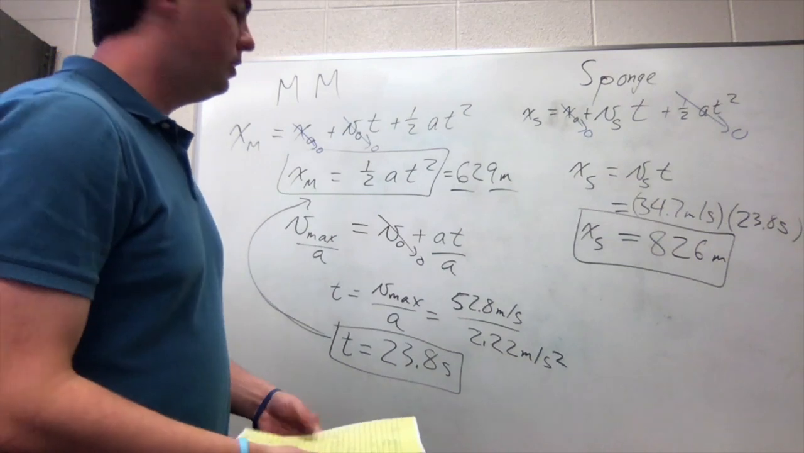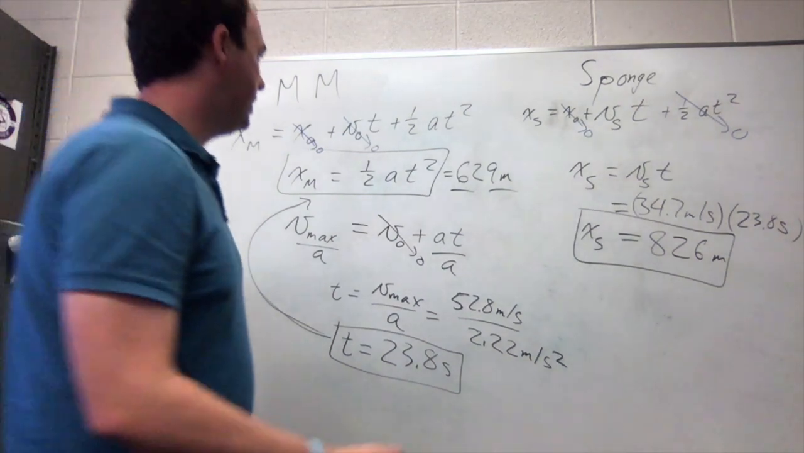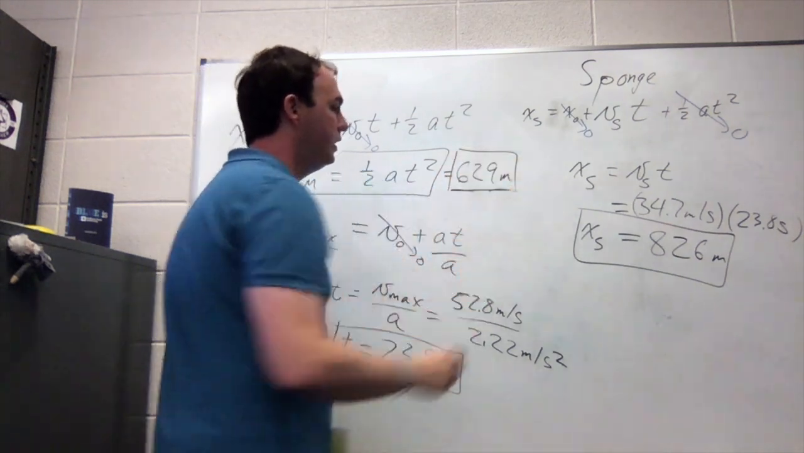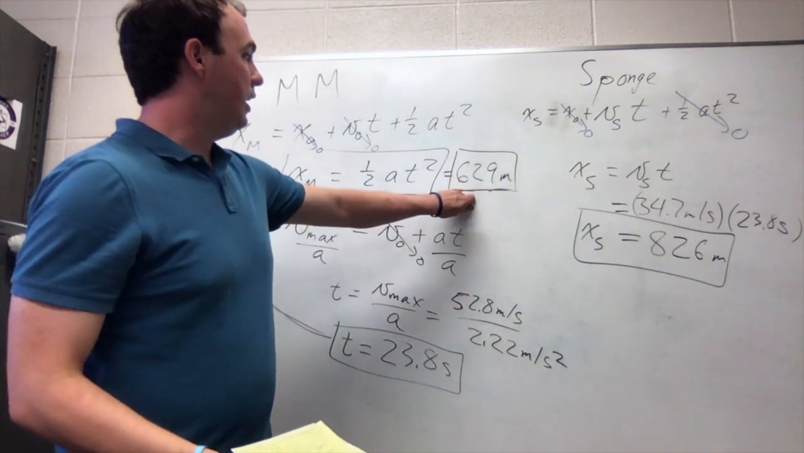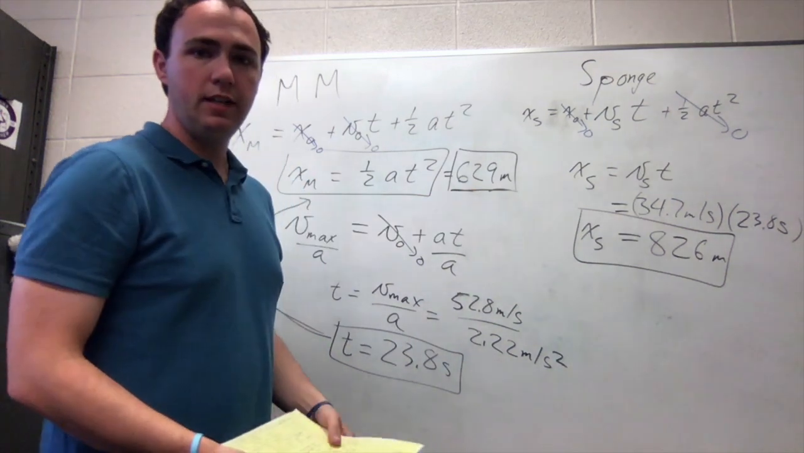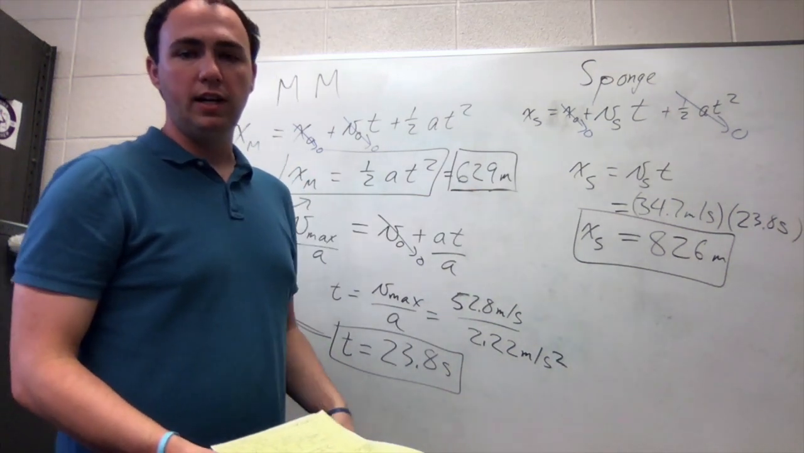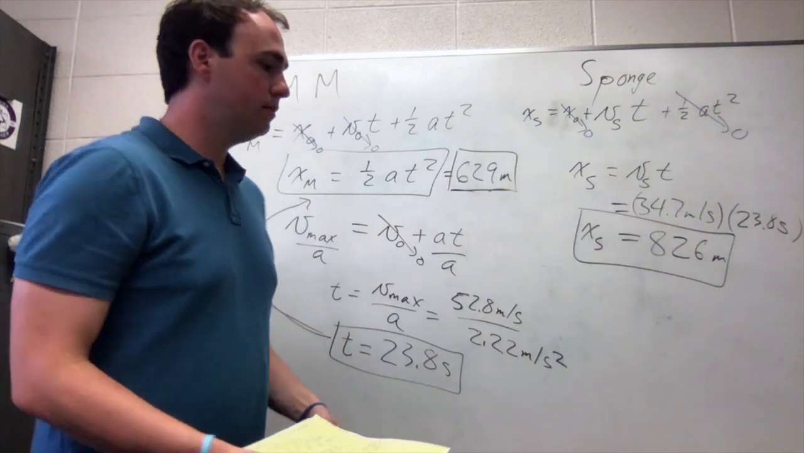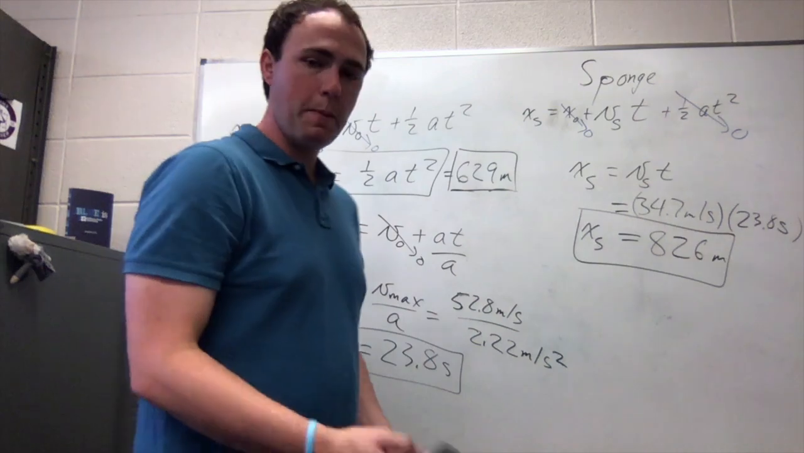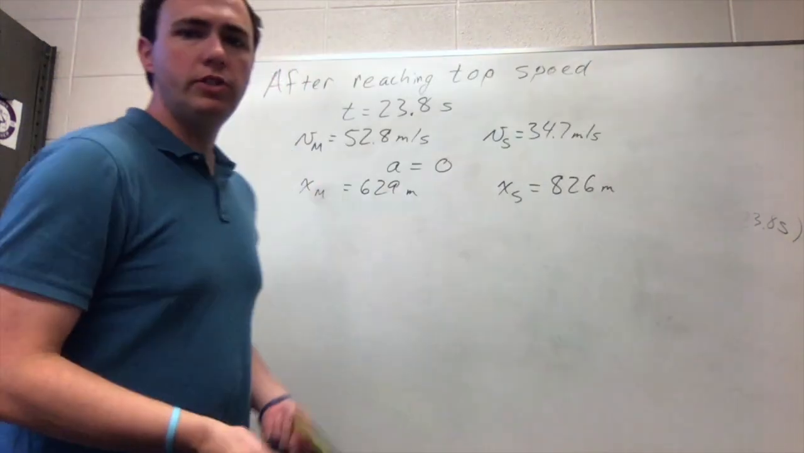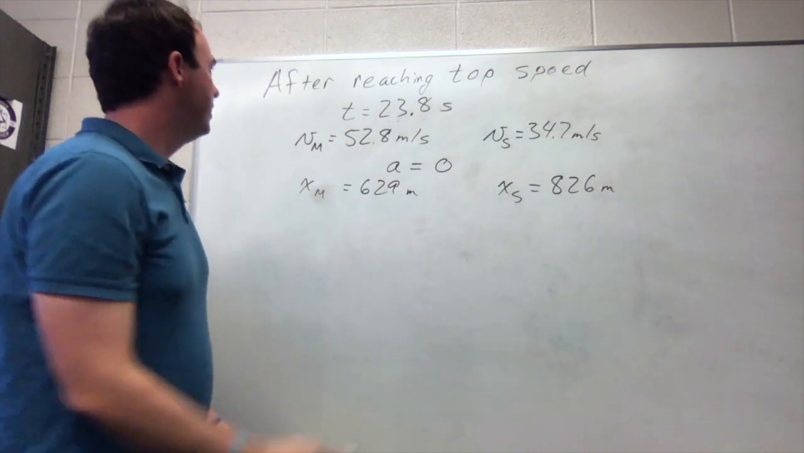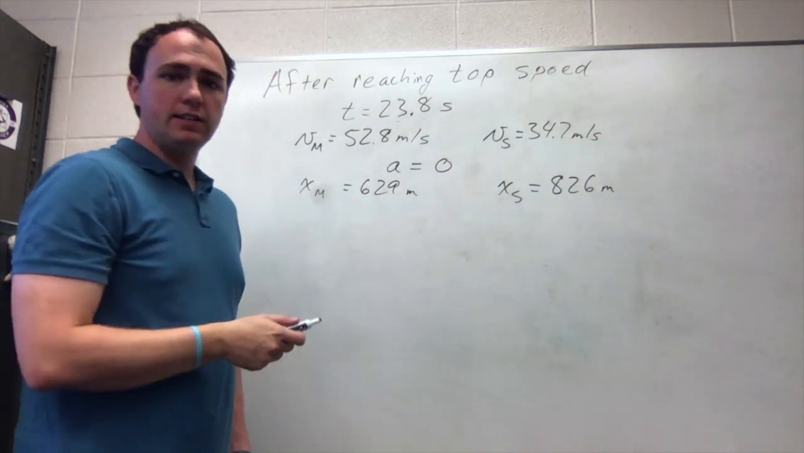So now what we can do is we can do a new problem. We'll take initial positions based at the end of the acceleration for both of these and do a constant velocity problem to figure out how much extra time it takes them to catch up. So after reaching top speed, a time that took 23.8 seconds, now everybody's at a constant velocity.